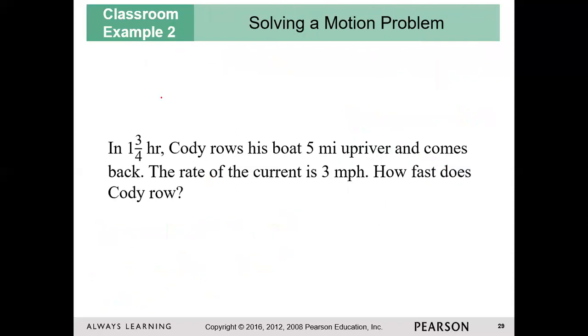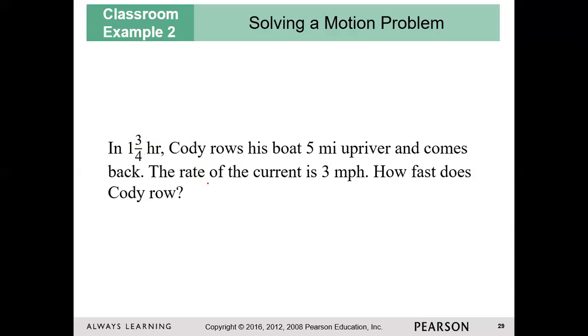All right, so this is an interesting question. Things are definitely going on in this problem, and it makes me feel like we should be able to get our answer really fast, but we cannot. So in 1 hour and 45 minutes, Cody rows his boat 5 miles up the river and then comes back. So a total of 1 hour and 45 minutes is how long it took for this to happen. And we know that he rowed 5 miles upriver, which means he rowed 5 miles down the river.